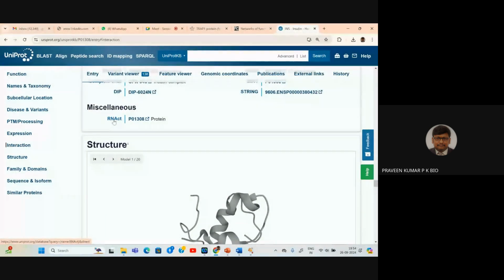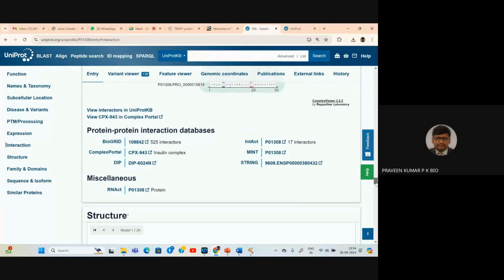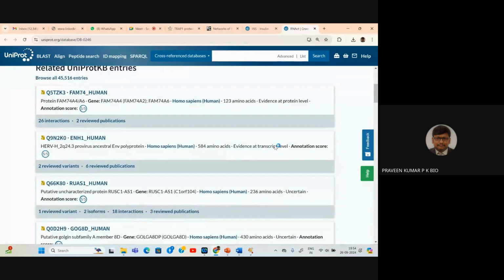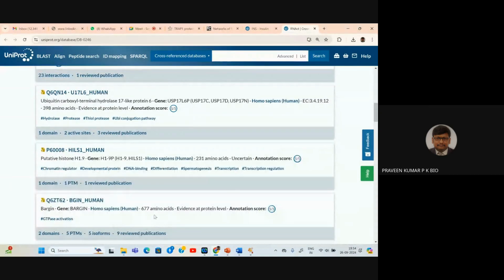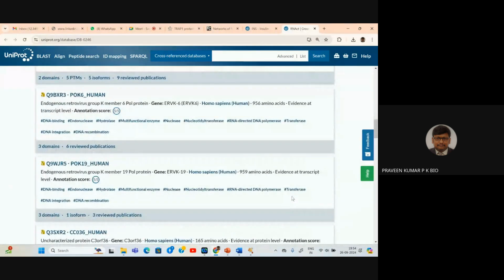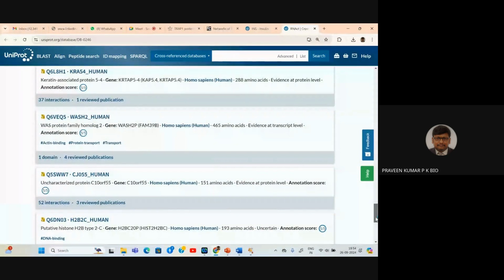And even RNAct. That is how you can find RNA-protein interactions here. Likewise, in a few proteins we also have DNA-protein interactions and other kinds of interactions, other molecule-protein interactions. So this is RNAct. This gives you information on how RNA is interacting with that specific protein. One can find more information from this.